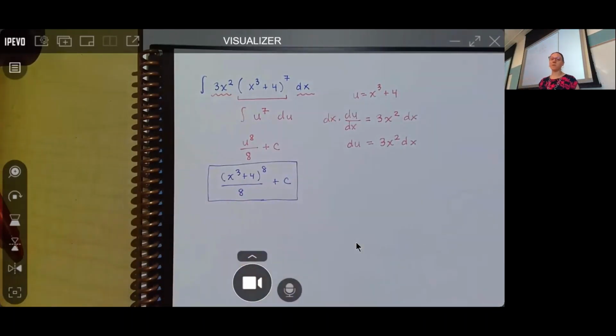I will warn you that a u substitution is not always this convenient. The derivative is not always just sitting perfectly there for me in the problem. So let's do some examples that we have to work a little harder.